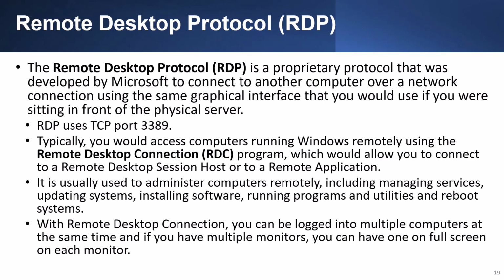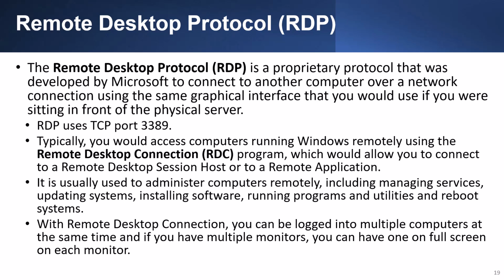Remote Desktop Protocol, or RDP, is a proprietary protocol that was developed by Microsoft to connect to another computer over a network connection using the same graphical interface that you would use if you were sitting in front of the physical server. RDP uses TCP port 3389. Typically, you would access computers running Windows remotely using the Remote Desktop Connection, or RDC program, which would allow you to connect to the remote desktop session host or to a remote application.